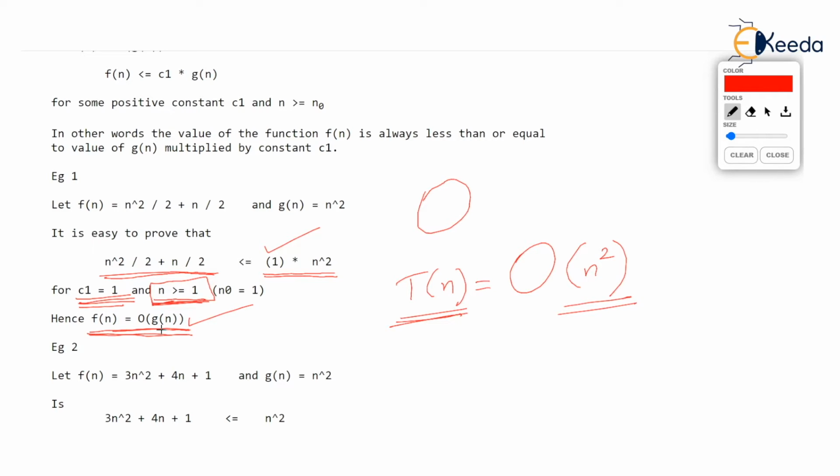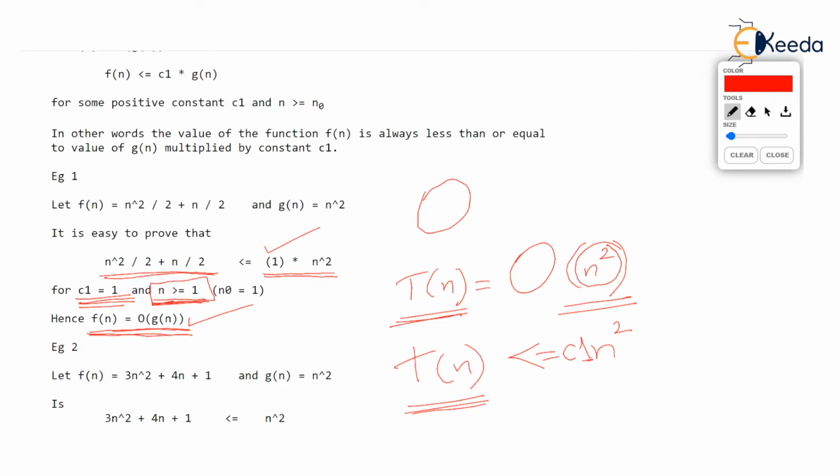So what this means is Tn, value of Tn, this function will be always less than or equal to n square. Because now Gn, O of Gn, isn't it? So O of Gn is n square. But then you know that we have to multiply this Gn with some constant, that is C1.